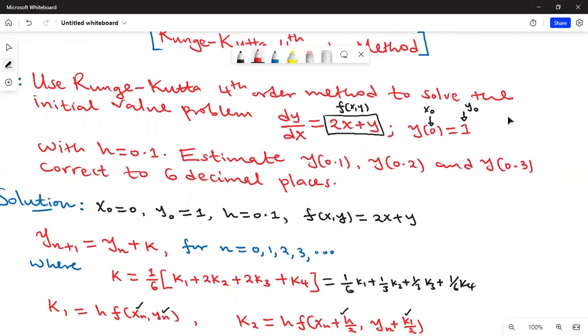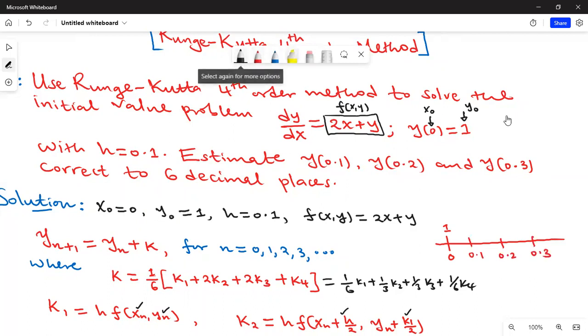But what are we asked to find? We are asked to find y of 0.1. So let me summarize this here. We are given the initial condition that when x is 0, y is equal to 1. Now the step size is 0.1. So from 0, we go to 0.1. Continue adding, we go to 0.2. Then lastly, 0.3.